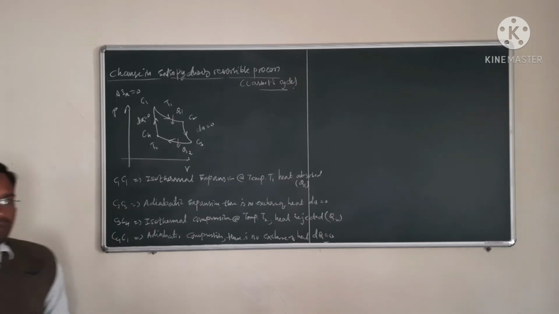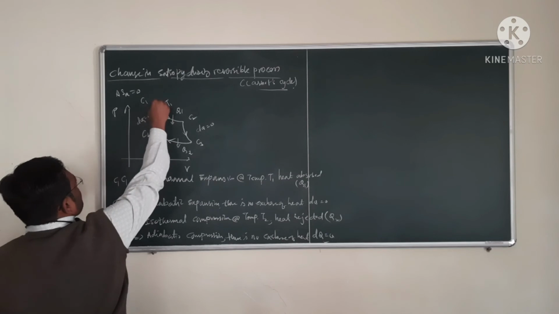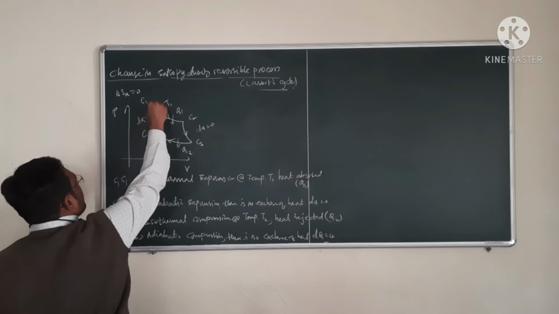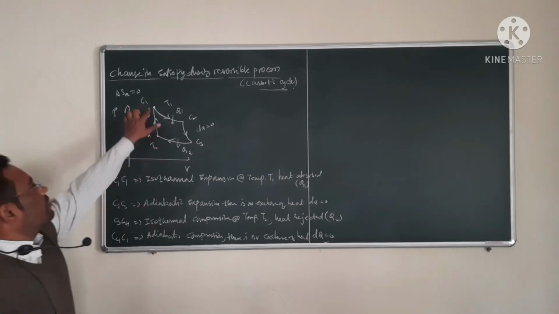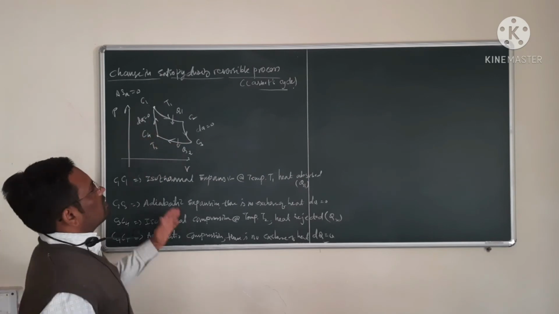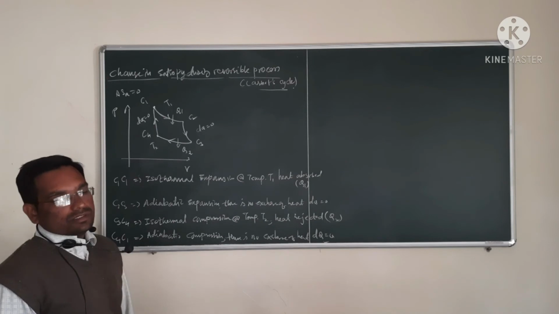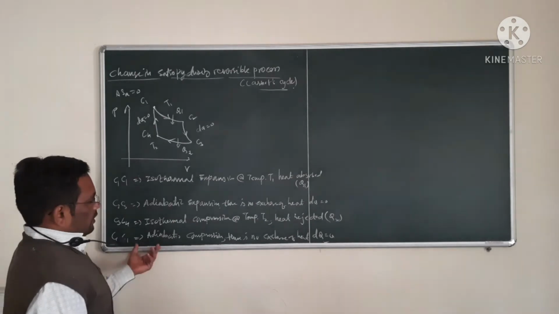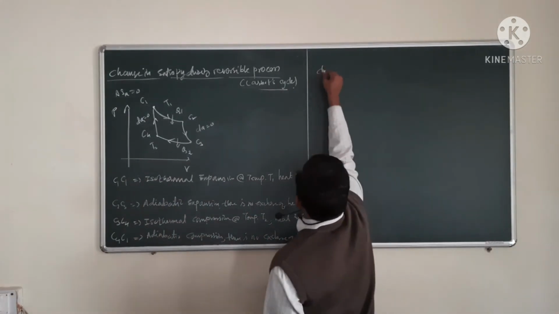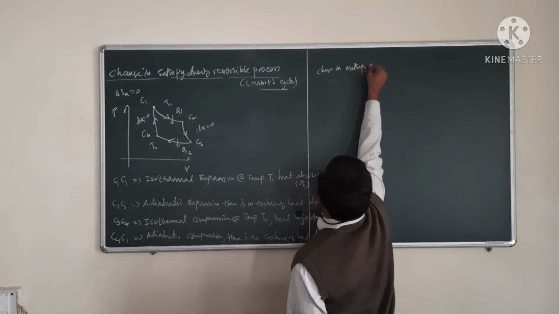Now we have to find out the change in entropy. If you start from C1, we go like this and again come back to C1, and from C1 the cycle repeats itself again and again. That's why this process is known as a cyclic process or reversible process. Here we know the change in entropy of the system.